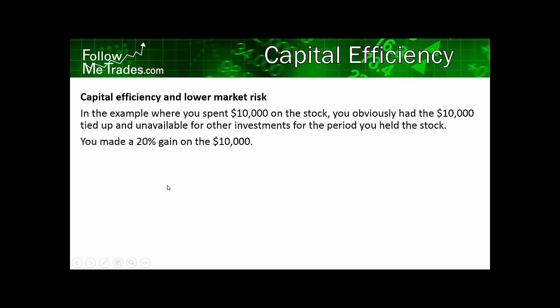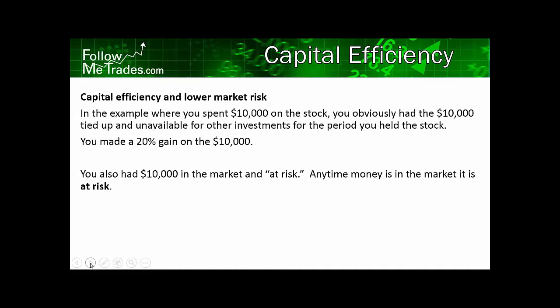Capital efficiency, lower risk. Remember back in the Apple example, we spent 10 grand to buy the stock. So we had 10 grand in the market. It's tied up. Can't use it on any other investments. We did make a 20% gain. That was awesome. But we had it at risk. And anytime money's in the market, it's at risk.